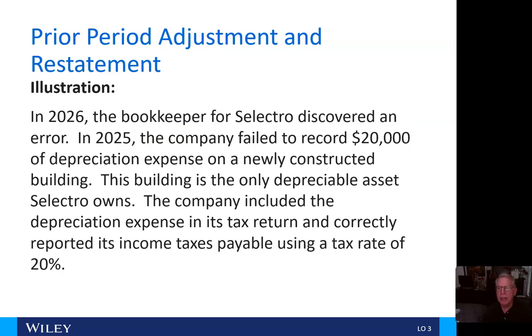Okay, let's take a look at an illustration. Prior period adjustment and restatement. In this illustration, in 2026, the bookkeeper of Selectro discovered an error. In 2025, the company failed to record $20,000 of depreciation expense on a newly constructed building. This building is the only depreciable asset Selectro owns. The company included the depreciation expense in its tax return and correctly reported its income taxes payable using a tax rate of 20%.